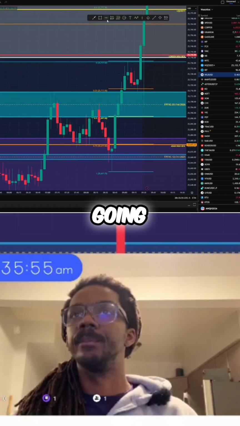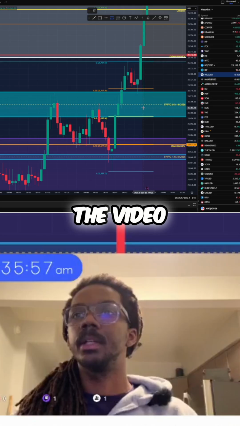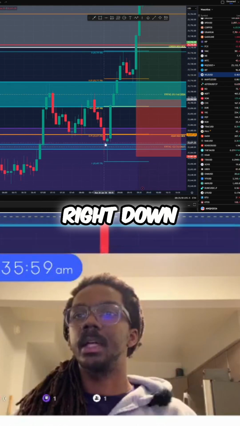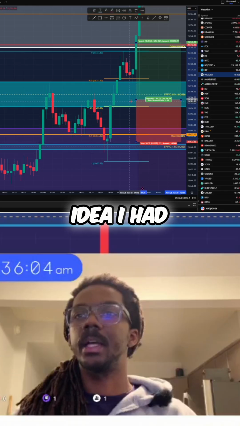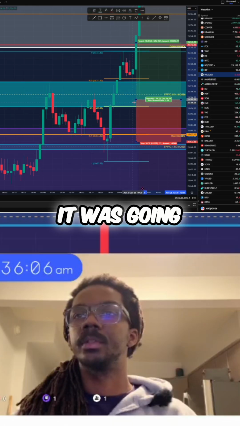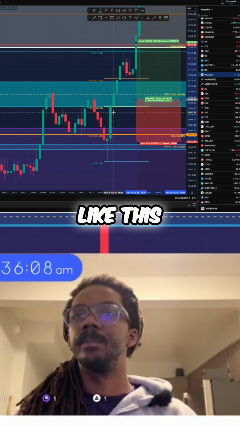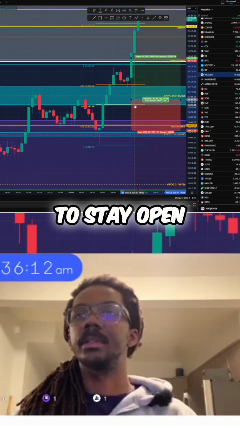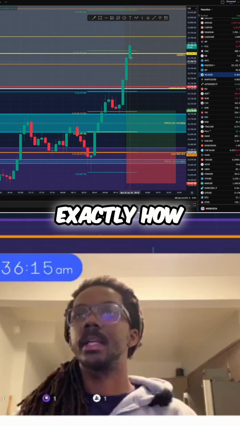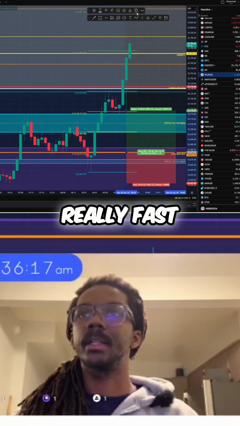That's why if you go back and rewind the video, y'all will see I have my stop loss right down here at the bottom of this candle. That was the first idea I had, and I was hoping that it was going to come low like this, because I don't want it to come down here if I want this to be a buy, right? I want this gap to stay open so that price can be exactly how it is now, right? It's moving really fast to the upside.